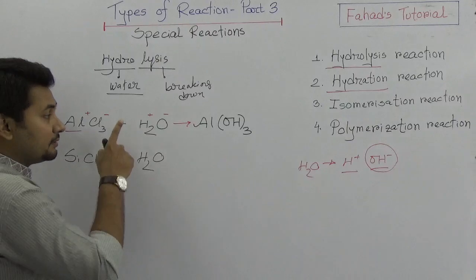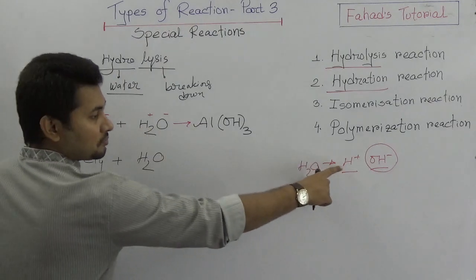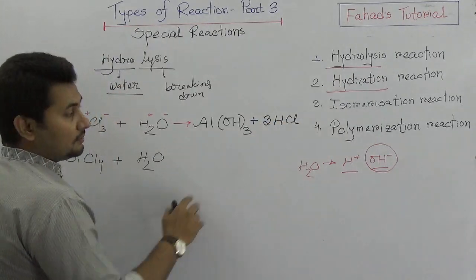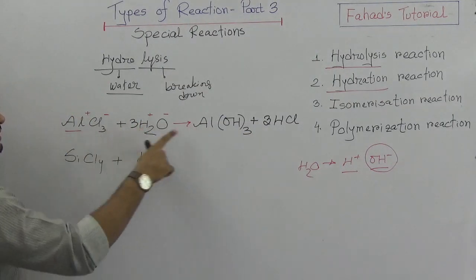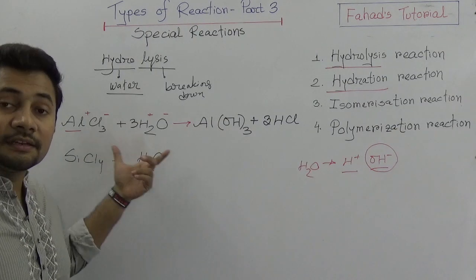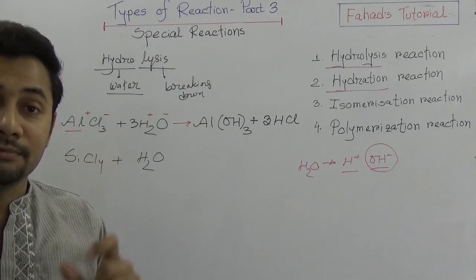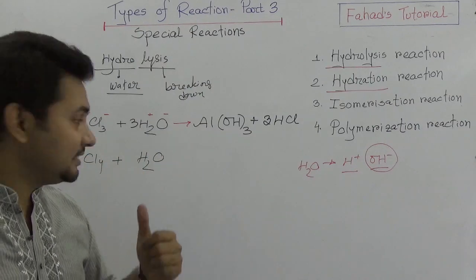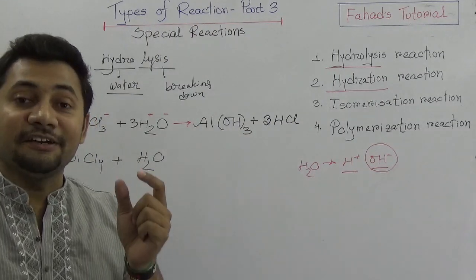Now water is breaking down, and as there are 3 chlorines, H plus will react with chlorine, so it will produce 3 HCl. The amount of hydrogen is 3 and 3 is 6, so here should be 3. Then you see that the chemical equation has been balanced: the number of atoms in the reactants and in the products is the same. That is the process of balancing chemical equations also. This is also an example of hydrolysis, as water is directly broken down and takes part in forming 2 different compounds. So this is hydrolysis.